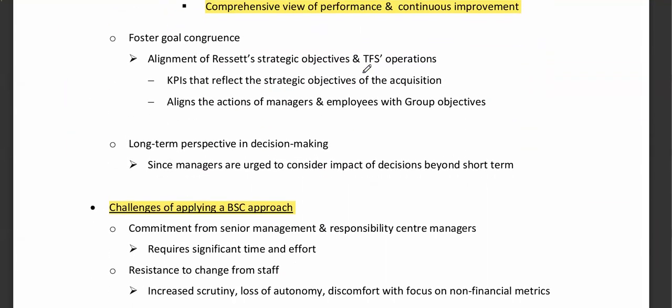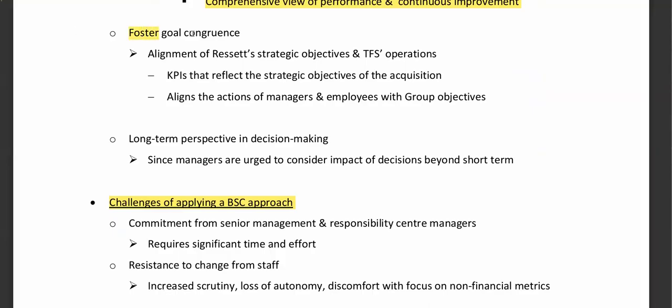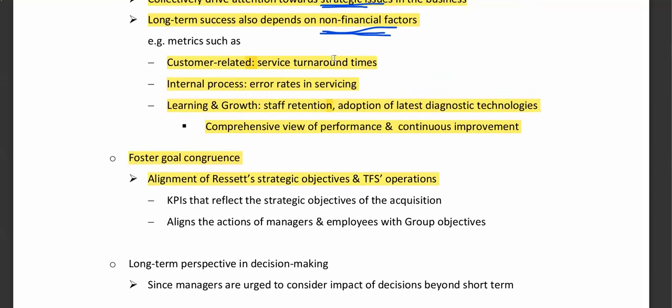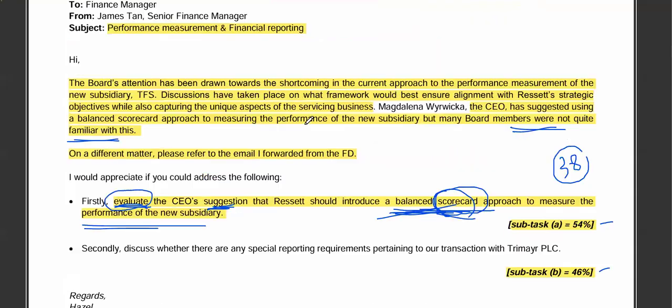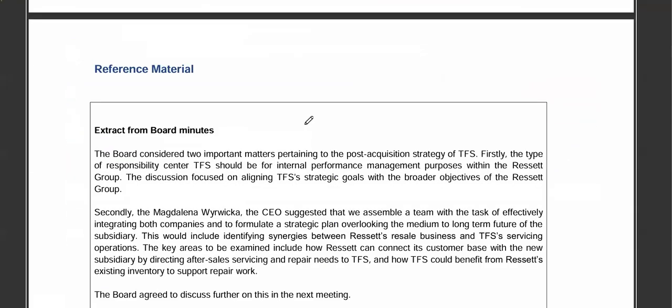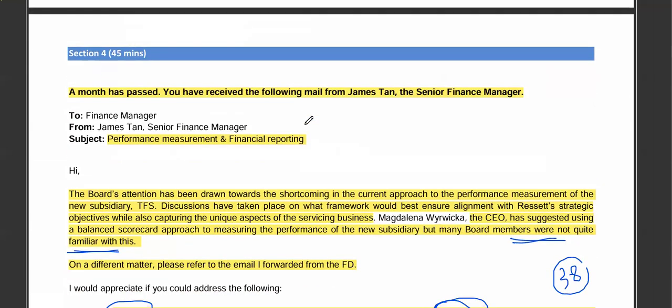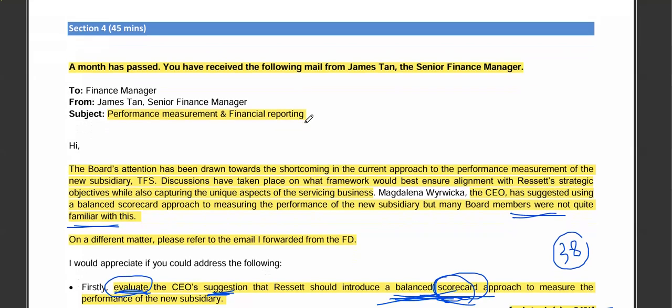Moreover, as I already pointed out, a balanced scorecard approach fosters goal congruence because you will align Ressett's strategic objectives along with TFS's operations. Because remember, in the mock exam, one of the issues that was highlighted is why we acquired this new subsidiary. We want to recommend this PC repairs and servicing arm to our customers. So after the warranty period expires, if they have needs with regard to servicing, they can always come back to us. We have a separate division for that. So we have strategic objectives behind this acquisition.